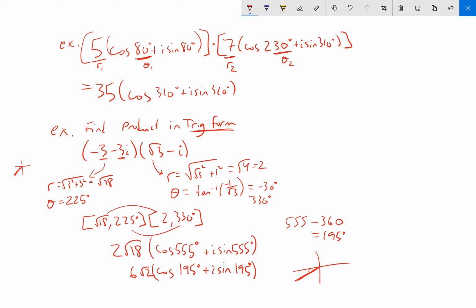6 root 2, maybe you don't know what that is. You could plug that in, 6 times 1.41 or whatever. But the bottom line is, if we knew what the r was, if it was a better number, we could plot that. It's about 8.5 or so, 8.48. So we know it should be located around here. 8.5 away, that's my r, and 195-degree rotation is where we would land.